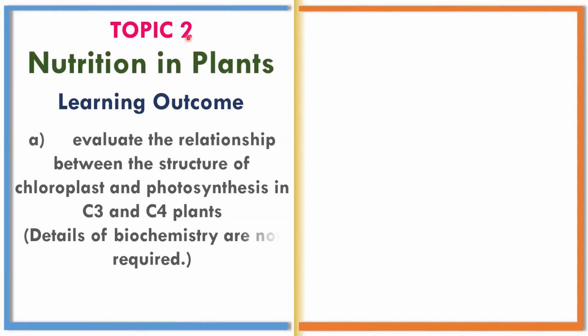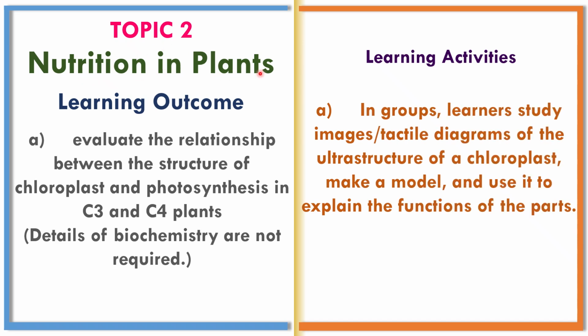Thank you for participating in topic 2, nutrition in plants. Our learning outcome A: evaluate the relationship between the structure of chloroplast and photosynthesis in C3 and C4 plants. Details of biochemistry are not required. And our learning activity has been A: in groups, learners study images and tactile diagrams of the ultrastructure of chloroplast. They make a model and use it to explain the functions of the parts.